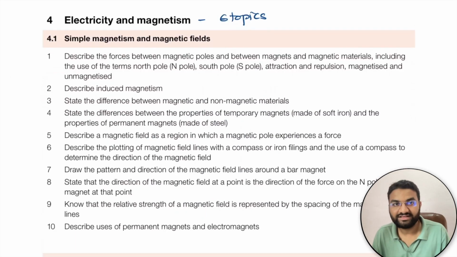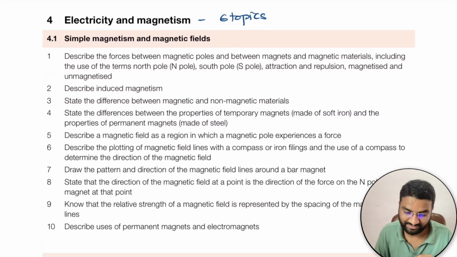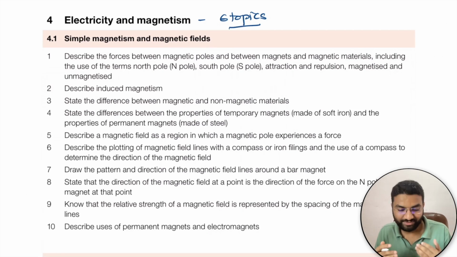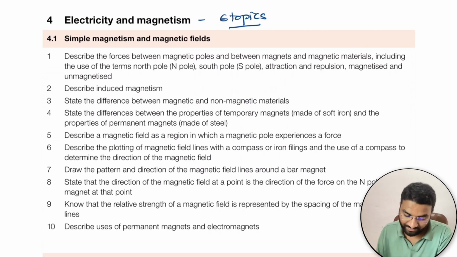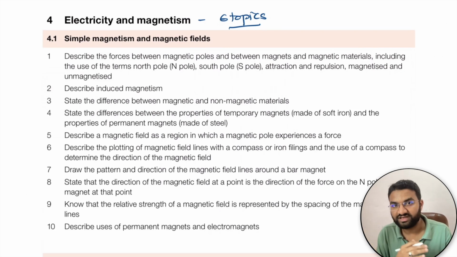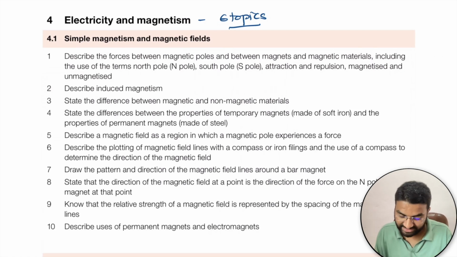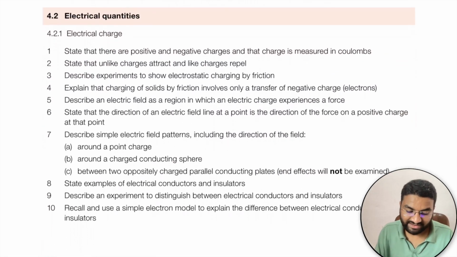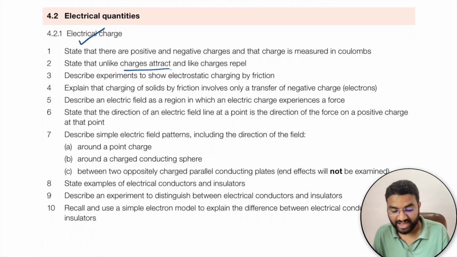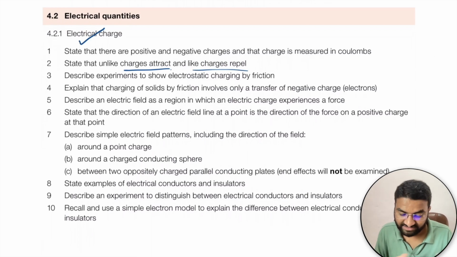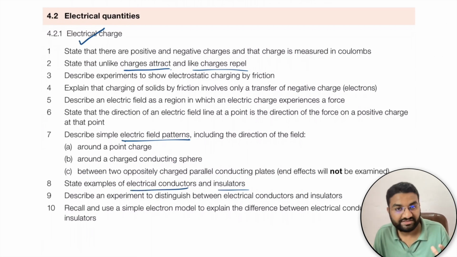Next, the fourth topic is electricity and magnetism. You have six topics. The first part is very simple, magnetism and magnetic field properties. What is magnetism, what are the north pole and south pole, and their properties. Then what is a permanent magnet and what is a soft magnet, you have to understand. Then electric charge: unlike charges attract, like charges repel. These are the properties you have to understand. Then the electric field pattern.